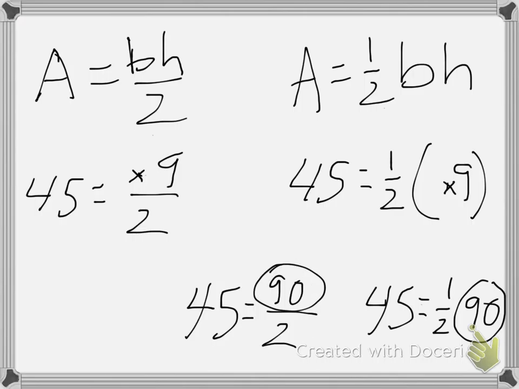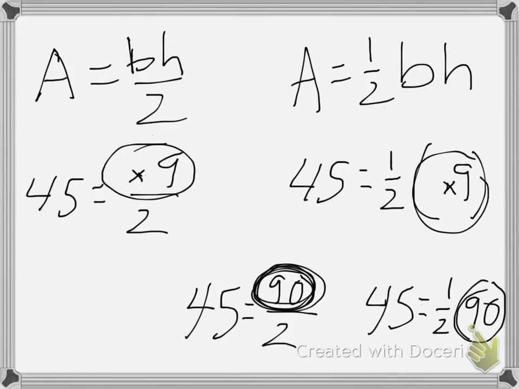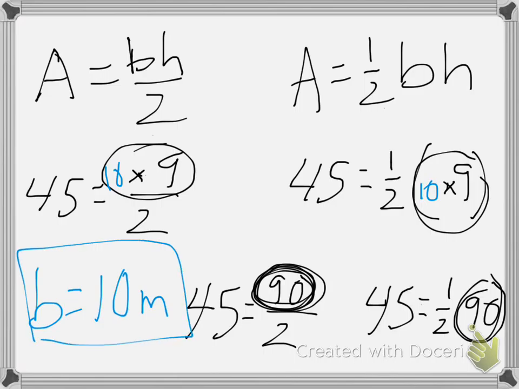So therefore, that means the number up here above the 2 has to equal 90, and this number here has to equal 90, which means that the only number that could fit in there would be 10. So therefore, our base equals 10, and that's going to be meters. Okay? So our base is going to equal 10 meters.